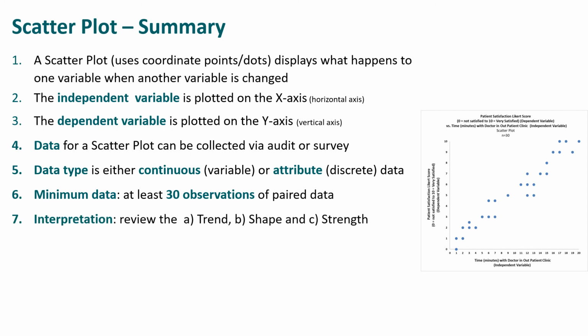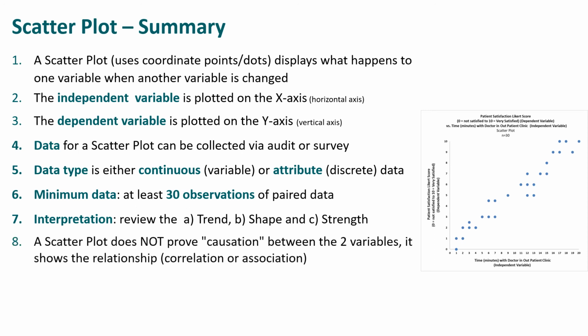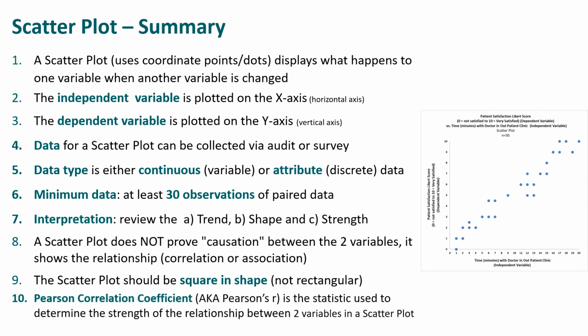The interpretation of a scatter plot is where you look at the trend, the shape, and the strength of the association. A scatter plot does not prove causation between two variables. It just shows the relationship or the correlation or association. A scatter plot should be square in shape, not rectangular. And the Pearson correlation coefficient, also known as Pearson's R, is the statistic used to determine the strength of the relationship between two variables in a scatter plot.